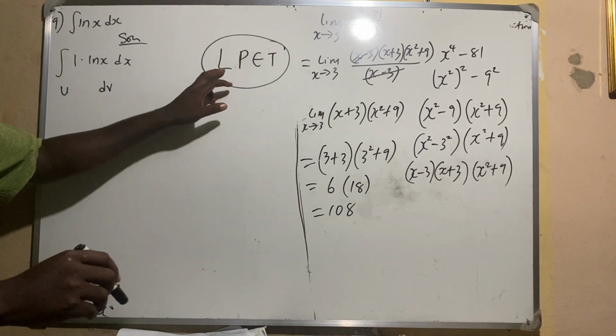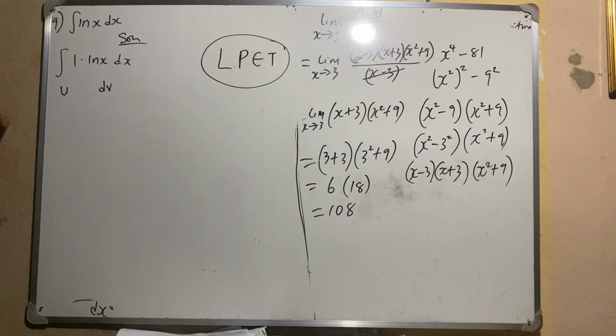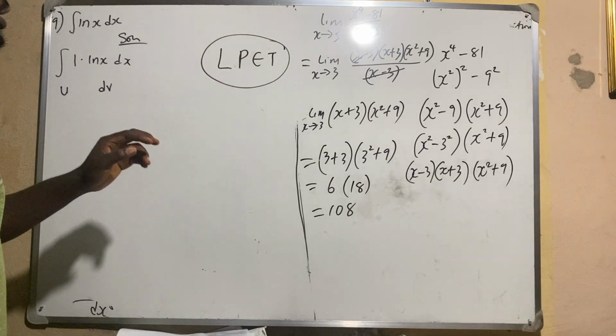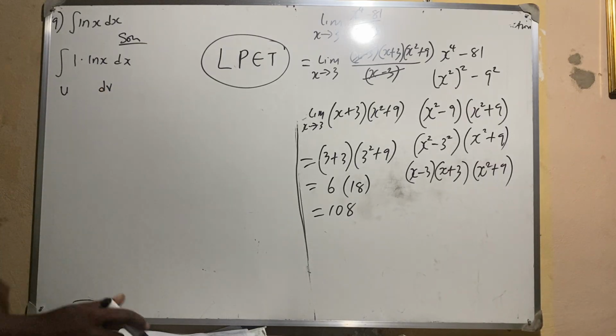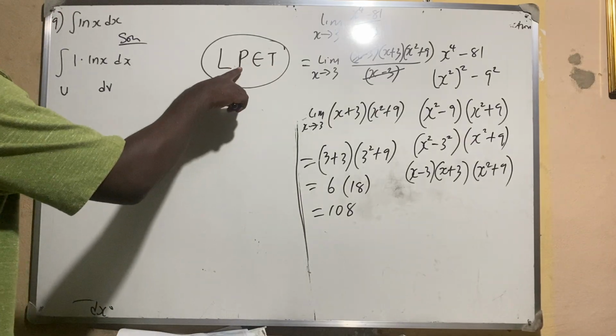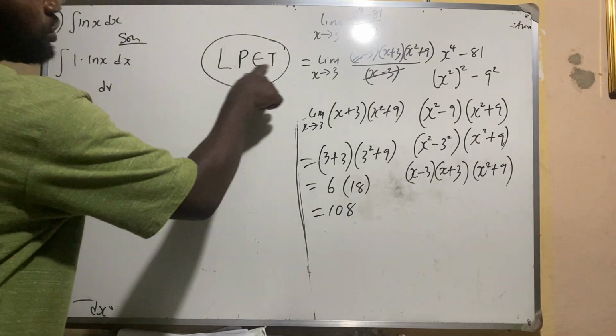So L means logarithm. If logarithm is there, then your u becomes the logarithm. But if logarithm is not there, you go to the next one. P is polynomial. If polynomial is there, then u is your polynomial. If polynomial is not there, you go to exponential before trigonometry. So you cannot choose polynomial over logarithm or exponential over this. So it goes this way.